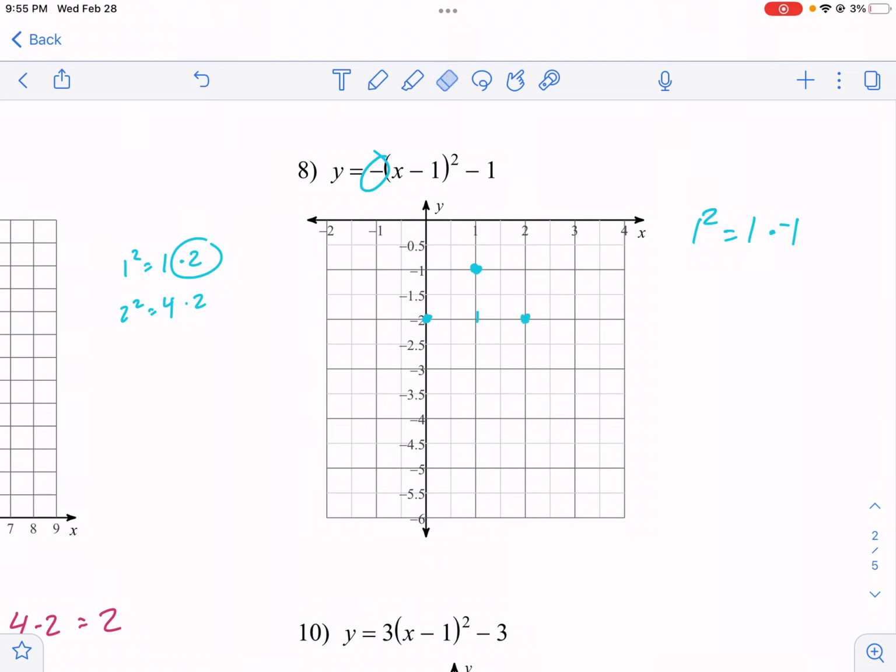Mirrored on both sides. When I say mirrored on both sides, I'm talking about the axis of symmetry, right here through the vertex. I'm going to go to the right 2 units. 2 squared, that's 4 times -1, so I'm going to go down. If I go right 2, I'm going to go down 4. 1, 2, 3, 4. Mirror that on both sides. Connect my dots, and that's all there is to it.